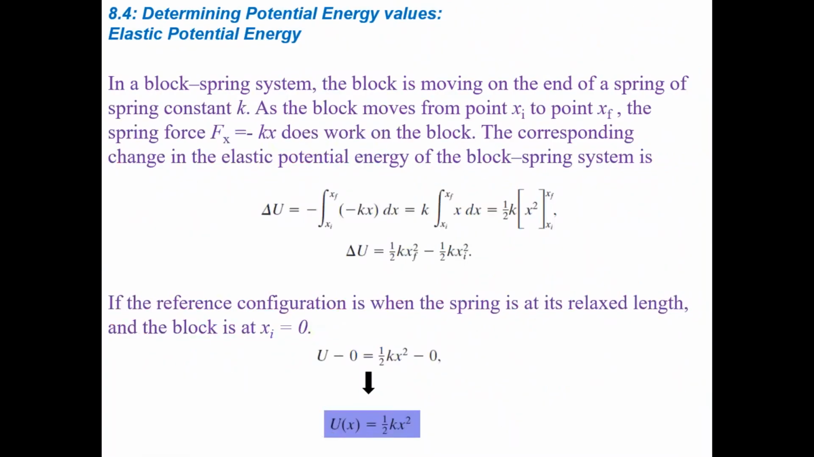Let's now take a look at the elastic potential energy. So we talked about the gravitational potential energy. This is the energy stored due to the gravity of Earth. We found an expression for that from the work done by gravity. I will now make a similar study of the elastic potential energy, which is the energy stored in a spring.